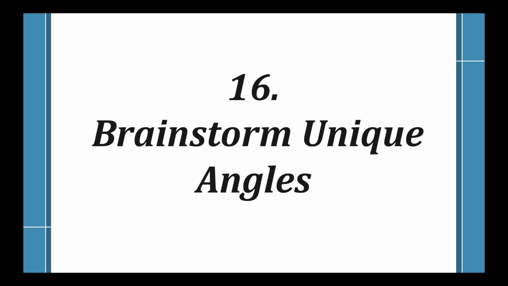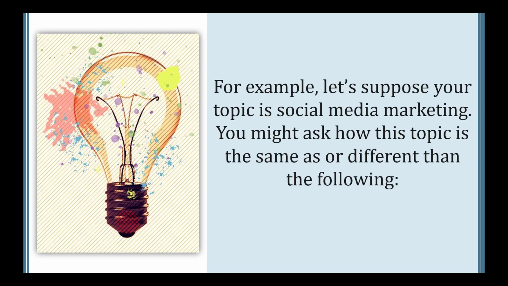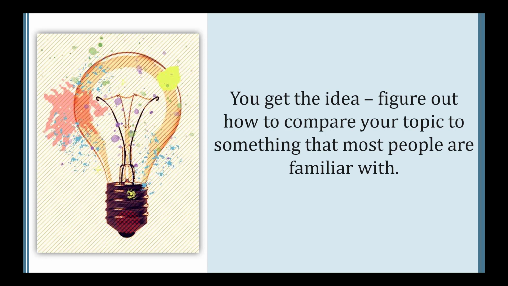Number 16. Brainstorm unique angles. Now, another way to come up with a unique angle for your article is to do some brainstorming. One way to do this is to ask how your topic is like something else. For example, let's suppose your topic is social media marketing, and you might ask how this topic is the same as or different than the following. Now you get the idea.